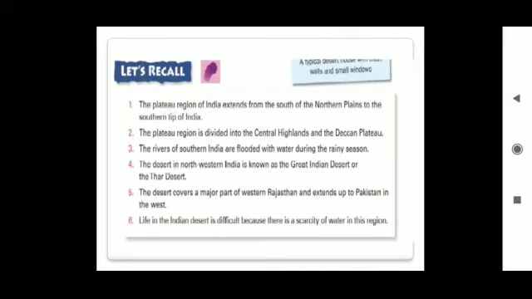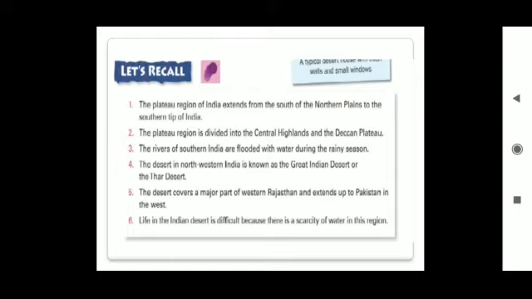Now, let's recall what we learnt in this chapter. The Plateau region of India extends from the southern edge of the northern plains to the southern tip of India. The Plateau region is divided into Central Highlands and Deccan Plateau. Rivers of South India are flooded with water during the rainy season. The desert in northwestern India is also known as the Great Indian Desert or the Thar Desert. The desert covers a major part of western Rajasthan and extends up to Pakistan in the west.